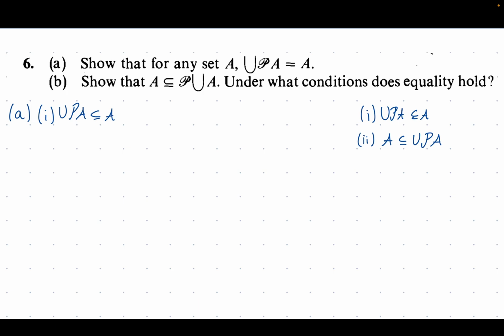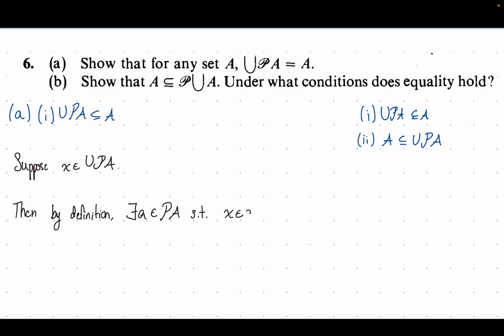All right, so how do we go about this? It's pretty straightforward. Suppose X is in the union of the power set of A. Then, by definition, there exists some little a in the power set of A such that X is in little a, right?